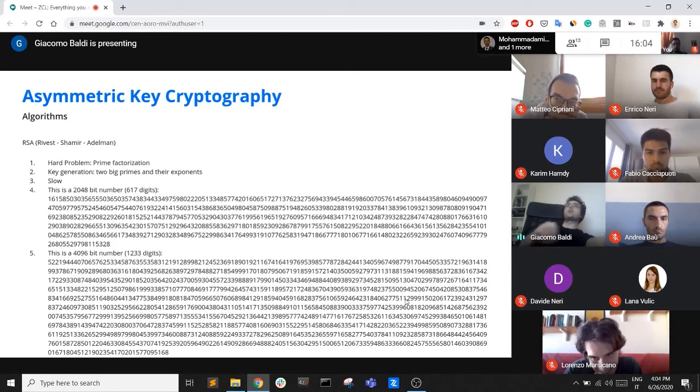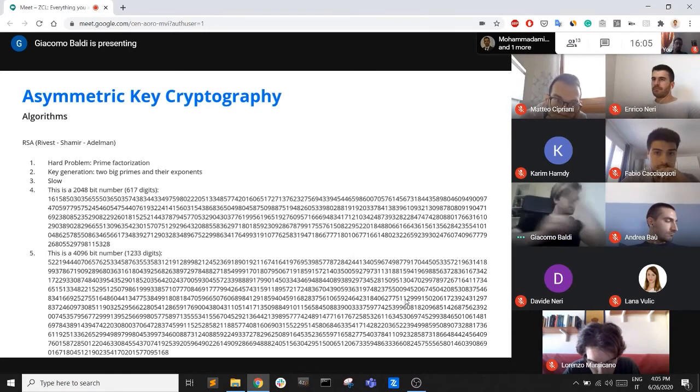It is prime factorization, meaning that if I give you a number, you have to find the prime numbers that multiplied together give that number. For example, if I give you 15, you can immediately say that 15 is 3 multiplied by 5. 3 is prime, 5 is prime. You have performed a prime factorization. With 15 it is easy, but these algorithms use very big numbers.